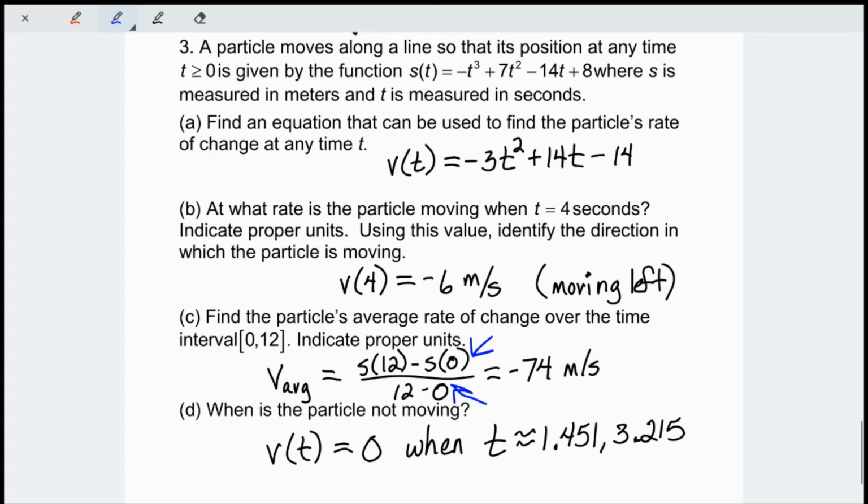And then part D, when's the particle not moving? Now this is definitely where the calculator is going to become useful. I just plotted my velocity function, and then I used the calculator to find those roots or the zeros, and that occurred at 2 times. About time is 1.451 seconds and about 3.215 seconds.